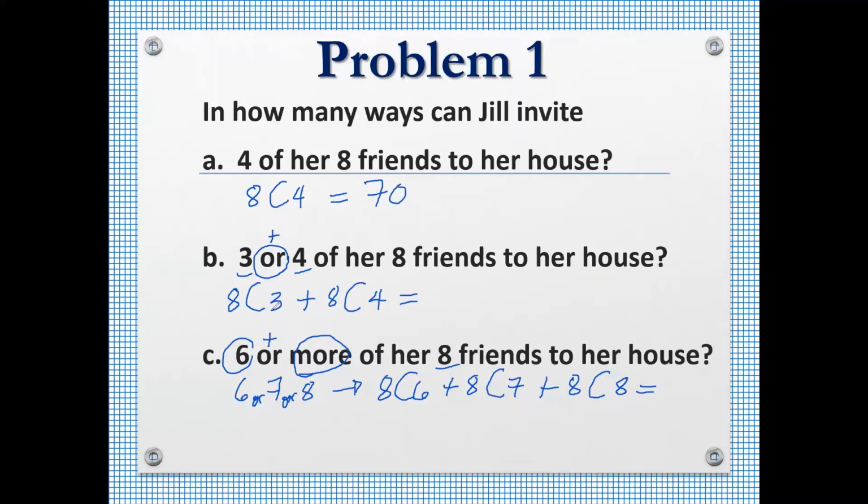For letter B, 8C3 is 56. Tama ba? Plus 8C4 is 70. Agree? And then add the 2, you'll get 126.